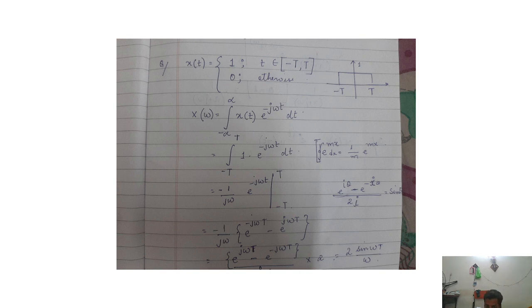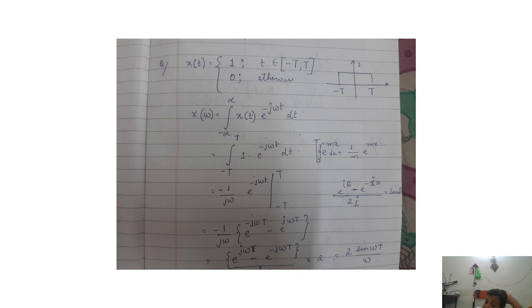So we know that minus 1 by j omega into e to the power of minus j omega T minus e to the power of j omega T. Now shift the negative sign, and then what we will have is e to the power of j omega T minus e to the power of minus j omega T divided by j omega.